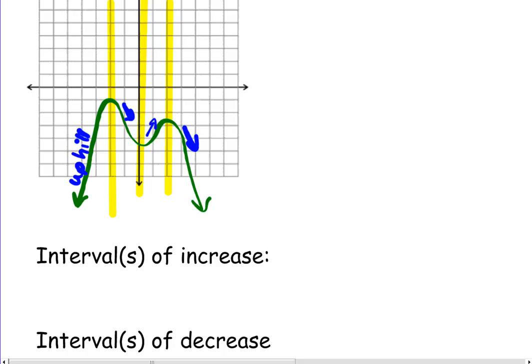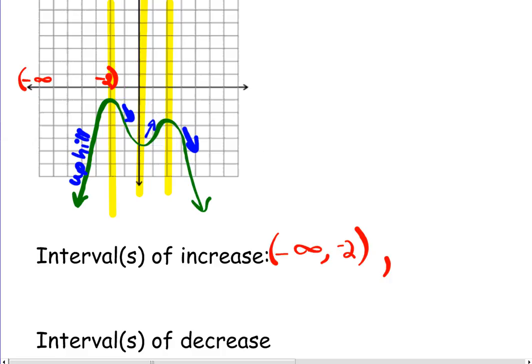So looking at strictly our increase, we are increasing as we are coming from negative infinity, and we are going to stop increasing at this bump. So that would be negative infinity, and then we go all the way to this bump, which happens to be -2. Open dots. That's an interval of increase. Negative infinity, -2. Interval notation.